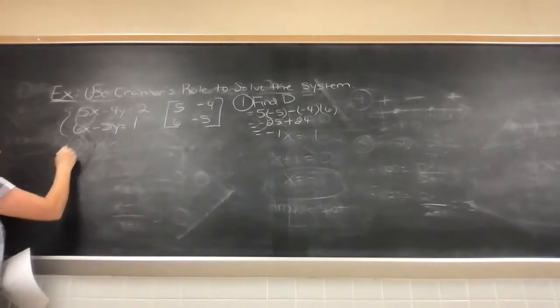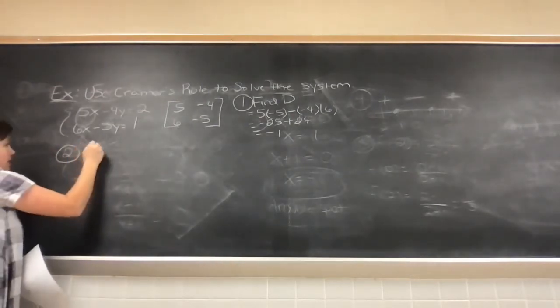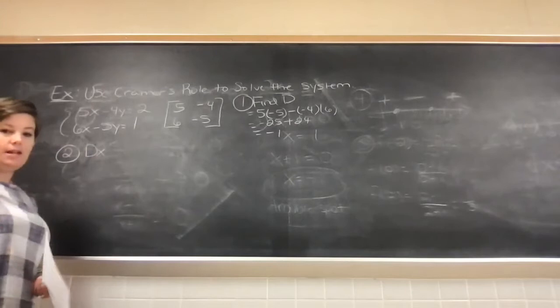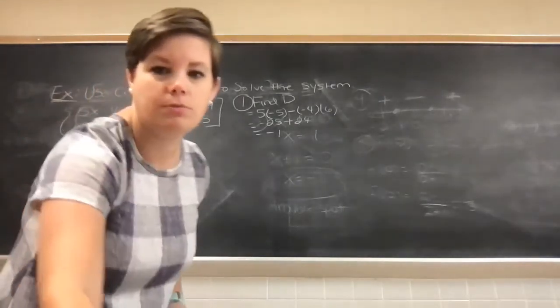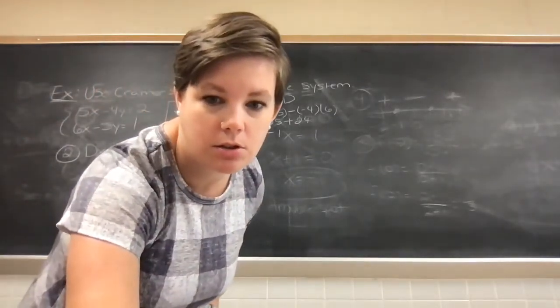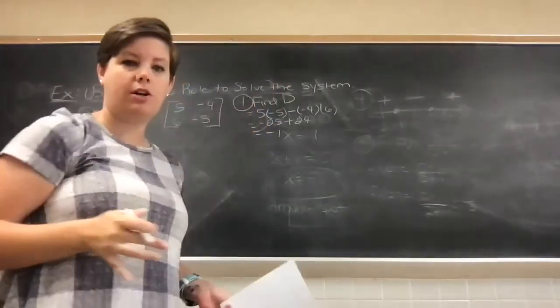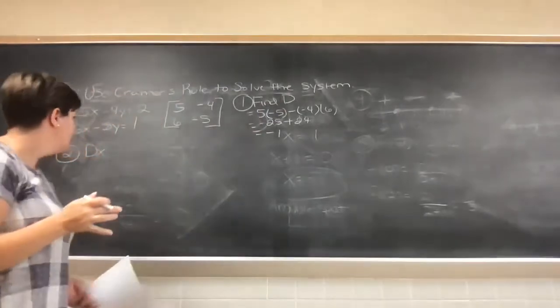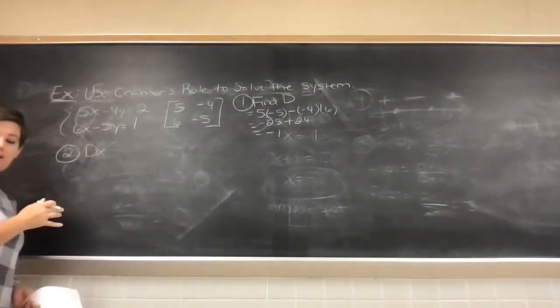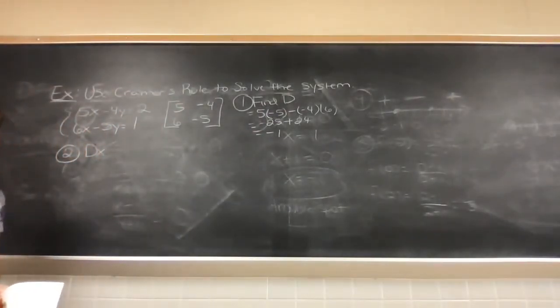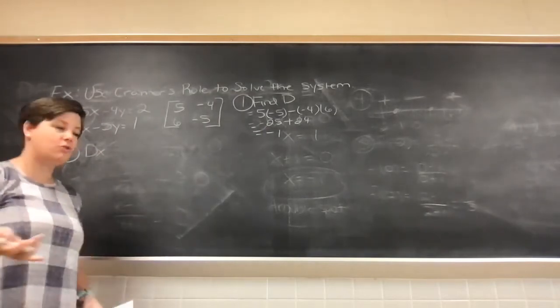Step 2, you want to find your dx. Now, I don't know what happened. For some reason it shot you over. Sorry about that. So your dx, according to Cramer's rule, that is your determinant with your x values replaced.